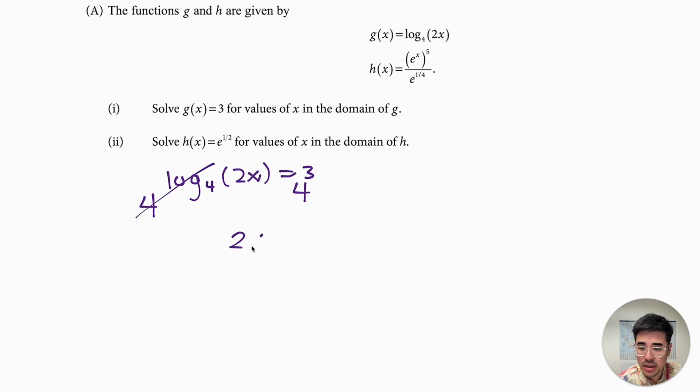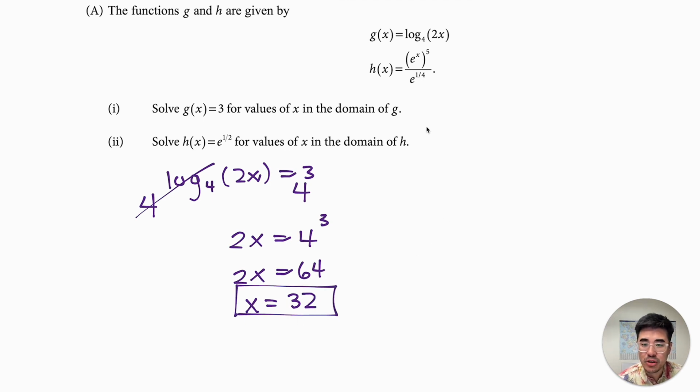This cancels out, so I get 2x is equal to 4 to the third. 4 to the third is equal to 64, so 2x is equal to 64. And then when I divide both sides by 2, I get 32. So that'd be my answer for part 1. Also remembering that my domain of g is only true for all positive numbers.